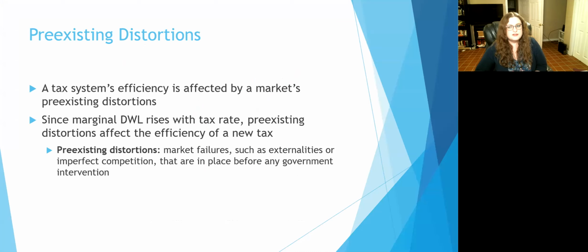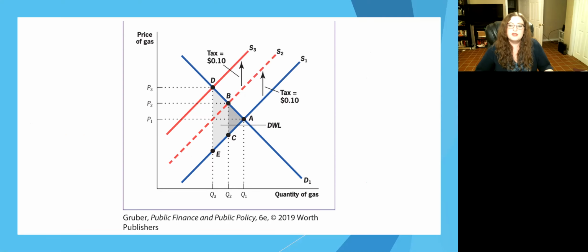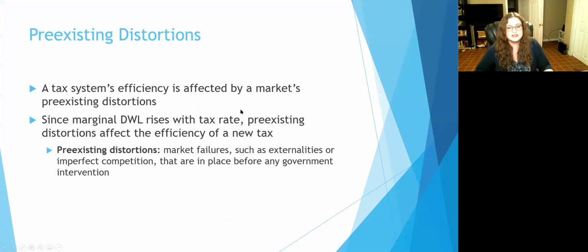Now, tax system efficiencies are also affected by pre-existing distortions. That means if they're already not acting at this equilibrium point. Let's say that this first tax was a pre-existing distortion. Well, then if we want to tax again, we know that the effect from this new tax is going to be very large because there was already a distortion in the system. Since marginal deadweight loss rises with taxes, the more the tax, the larger and larger it is, like an exponential function. Pre-existing distortions can affect the efficiency of any new tax rollout.